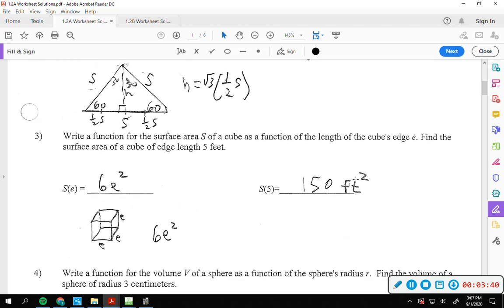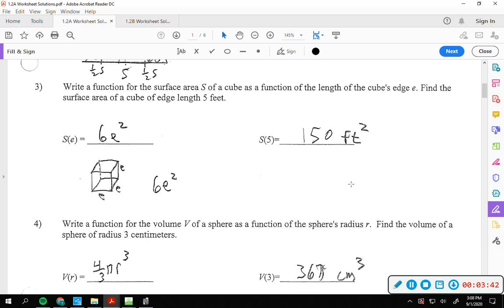Problem number 3. Again, I leave it here for a little bit so you can get the work down. Write a function for the surface area S of a cube as a function of the length of the cube's edge. Then find the surface area of a cube of an edge length of 5 feet. Let's just start with what we know. Well, maybe you don't remember the formula for the surface area of a cube. So let's draw it. Nice cube here. You could think of a die. All these edge lengths are the same. It tells us to call the edge length E. Instead of S, we're calling it E. Well, here's what I know.